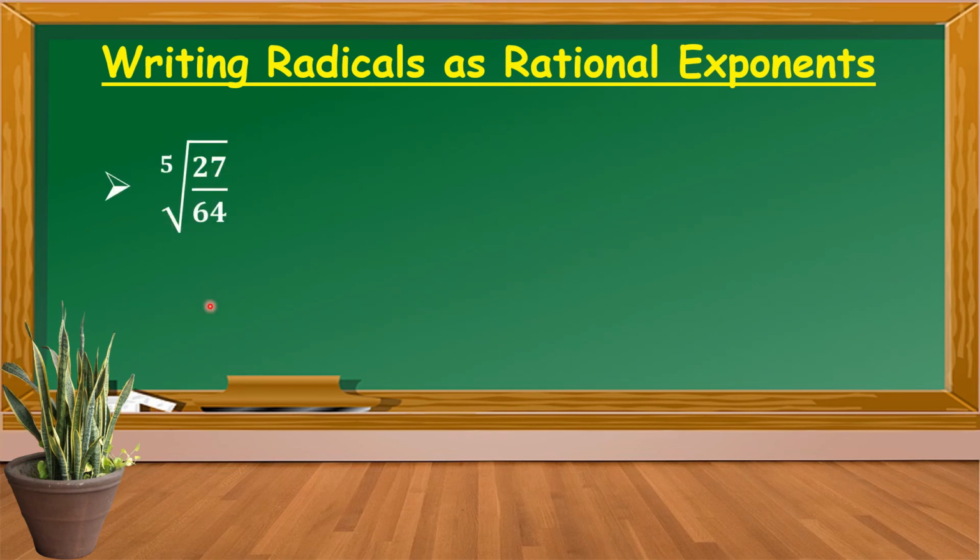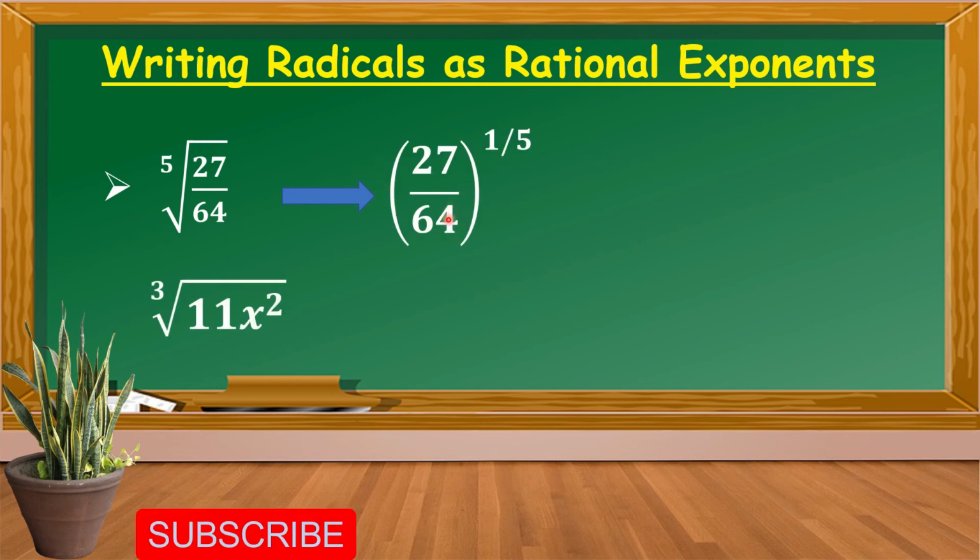Another example. The fifth root of 27 over 64. What is the rational exponential form? That is 27 over 64 raised to the power of 1/5. Bakit 1/5? Because walang exponent si 27 and 64. So it is understood that the exponent is 1. So our numerator of our exponent is 1. Then the index coming from this here, our index is 5, so you'll just copy. So this is our answer.